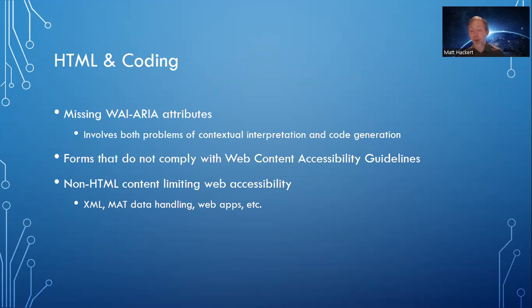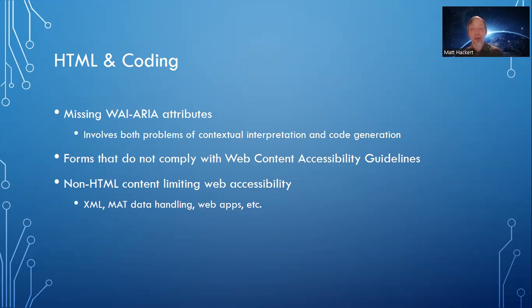Forms that do not comply with Web Content Accessibility Guidelines. I'm not going to go into a deep explanation, but again, the coding of forms, if there's accessibility information missing, is something that I think artificial intelligence models are getting better at identifying in code and being able to fix accessibility issues. But the biggest challenge is knowing what fixes to make that are content and context dependent.